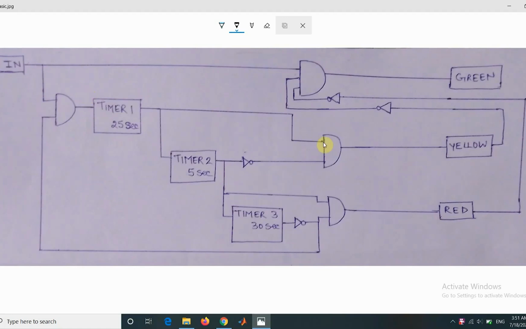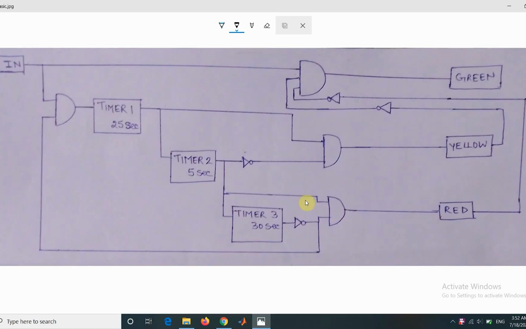So as you can see, this AND gate which controls the yellow light has two inputs. One is directly from timer 1 and the other is the negated signal from timer 2. So this AND gate would be on when timer 1 has reached its preset value and timer 2 is still in the process of timing. Similarly, this AND gate which controls red light also has two inputs. One is from timer 2 and the other is the negated signal from timer 3. So this AND gate would be on when timer 2 has reached its preset value and timer 3 is in the process of timing.